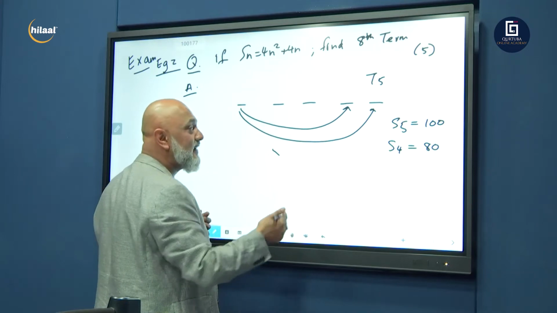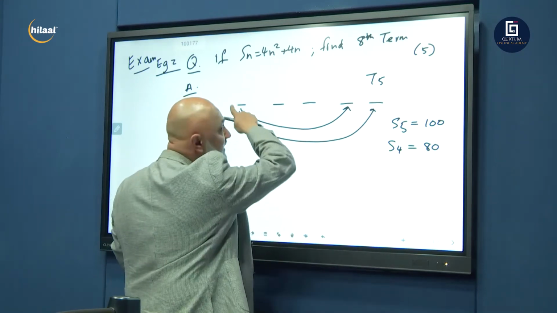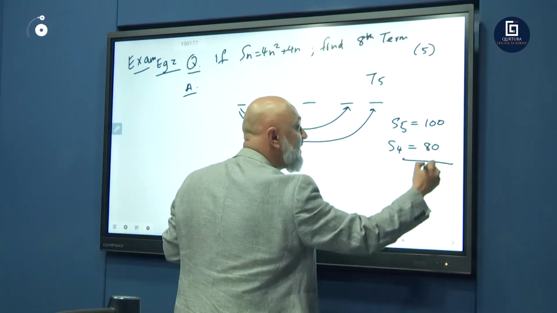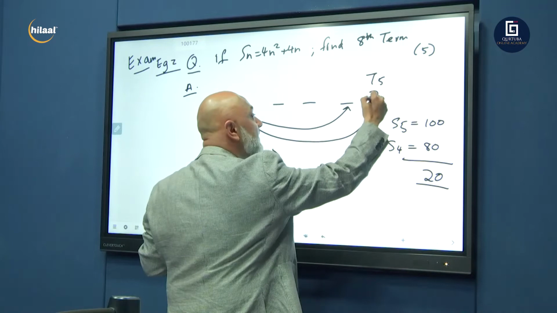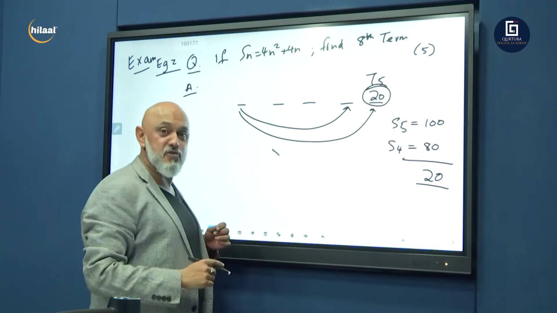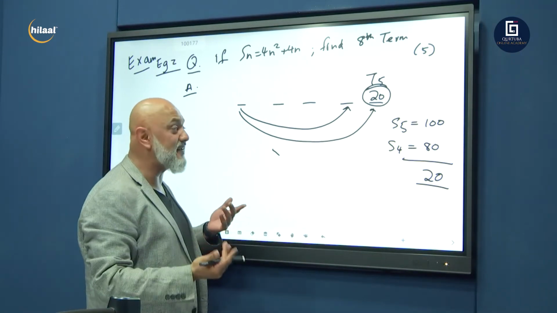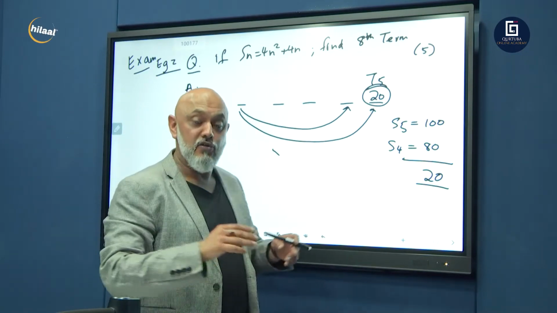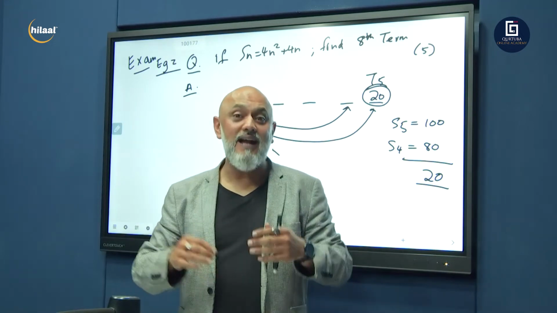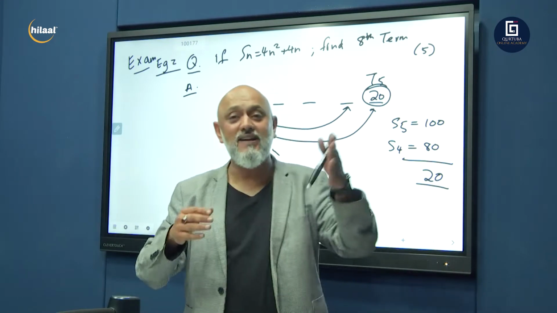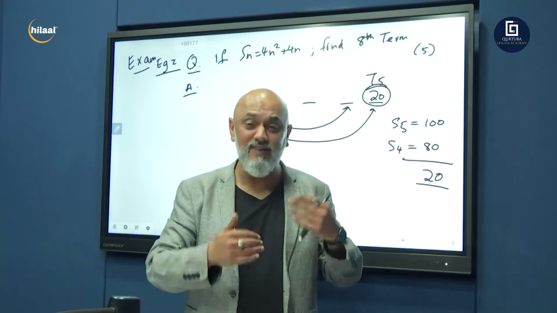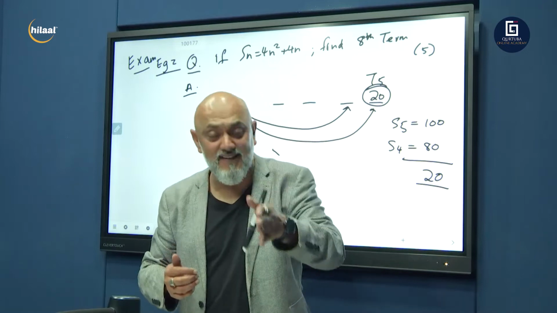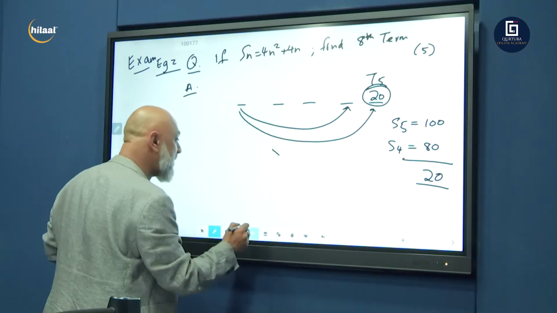How would you find it? Obviously, the 5th term would be the sum of 5 minus the sum of 4. So obviously 100 minus 80 is 20. That means the 5th person's age is 20. How did we get the 5th person's age? We took the sum of 5 minus the sum of 4. So if I wanted the 100th term, I'll take the sum of 100 minus the sum of 99. You always subtract 1. So if I want the 10th term, I'll take the sum of 10 minus the sum of 9.